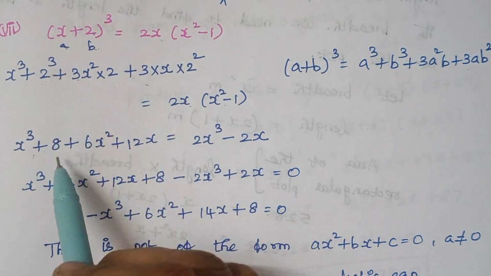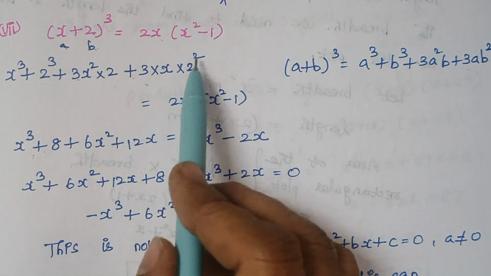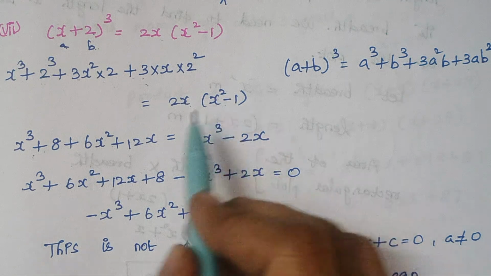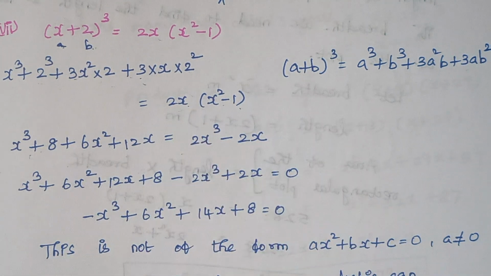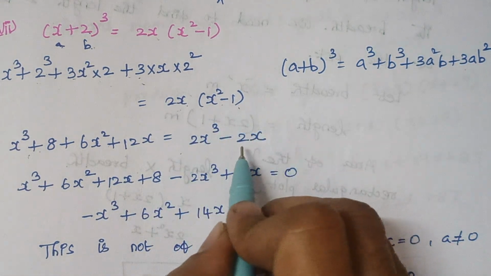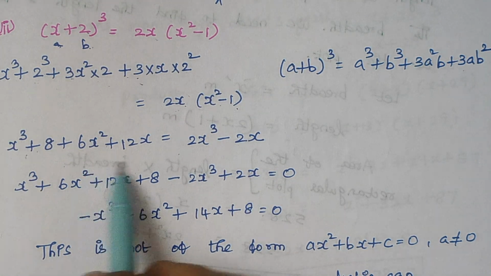So x cube plus 2 cube is 8, and 3 into 2 is 6, therefore 6x square, and 2 square is 4, 4 into 3 is 12, therefore 12x is equal to, I am multiplying this 2x with the terms inside. So 2x into x square gives 2x cube, and 2x into minus 1 is minus 2x. So now again we are going to simplify this equation.